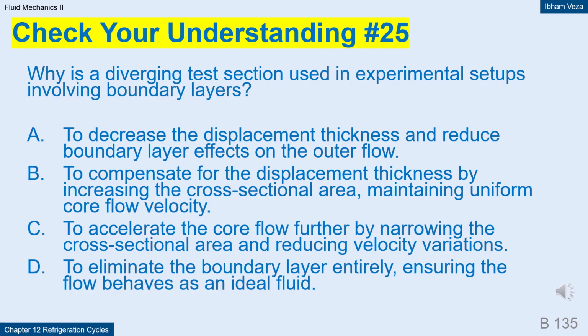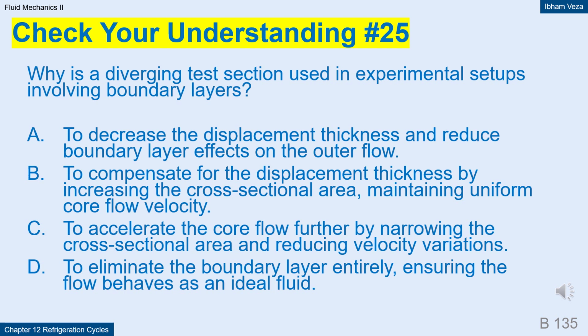Check your understanding number 25. Why is a diverging test section used in experimental setups involving boundary layers? B. To compensate for the displacement thickness by increasing the cross-sectional area, maintaining uniform core flow velocity.